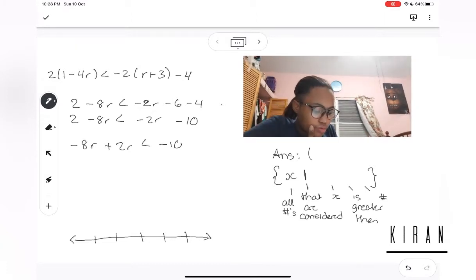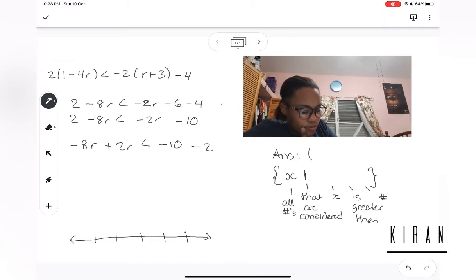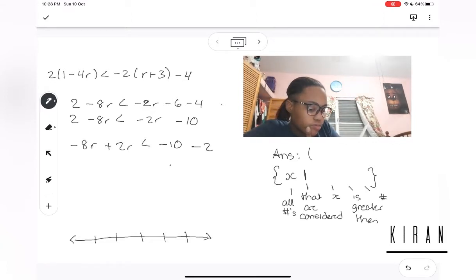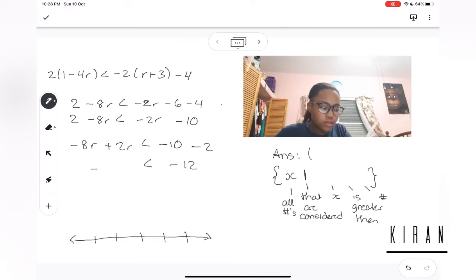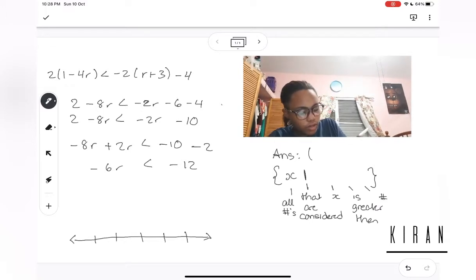Now you'll transpose your like terms, which will give you 8 - 8r + 2r, which is less than -10 - 2. So these two numbers over here, which is -10 and -2, are going to give you -12. And these two over here are going to give you -6r.